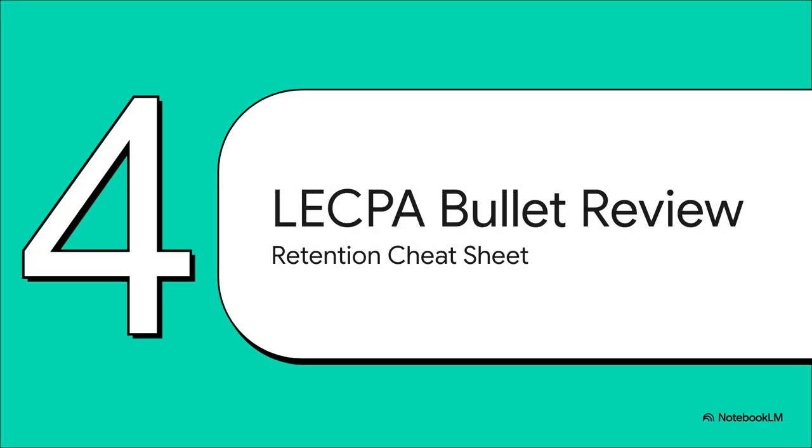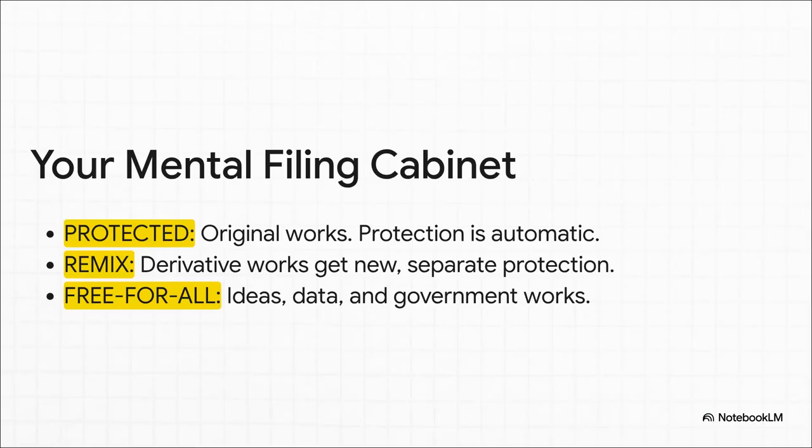Okay, let's lock all this information in so it stays with you for the long haul. Time for a rapid review. Your 3-year retention cheat sheet. Just remember our 3-drawer filing cabinet. Drawer 1, the protected file, original works, protection is automatic. Drawer 2, the remix file, new works based on old ones, they get their own copyright. And Drawer 3, the free-for-all file. You can't protect ideas, facts, or most government works.